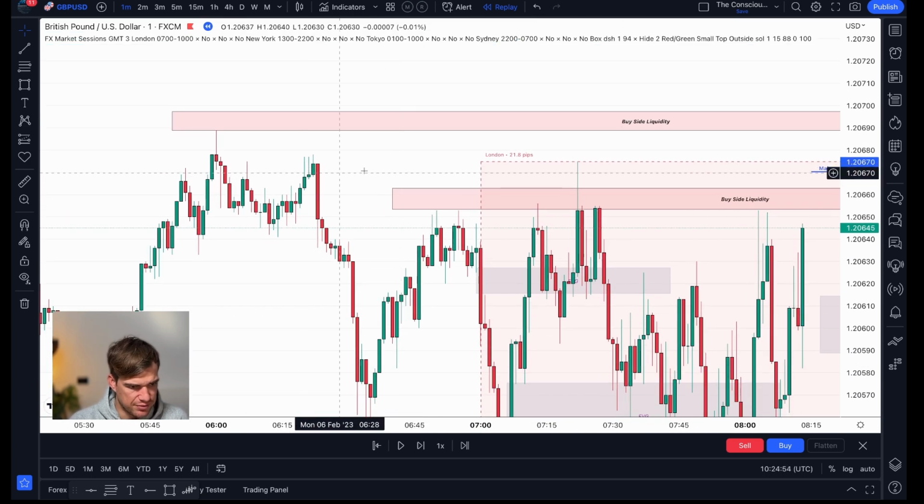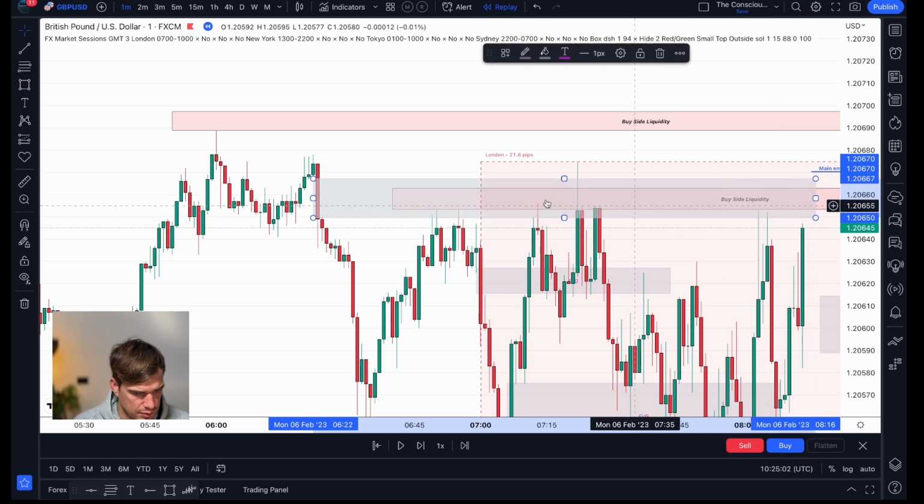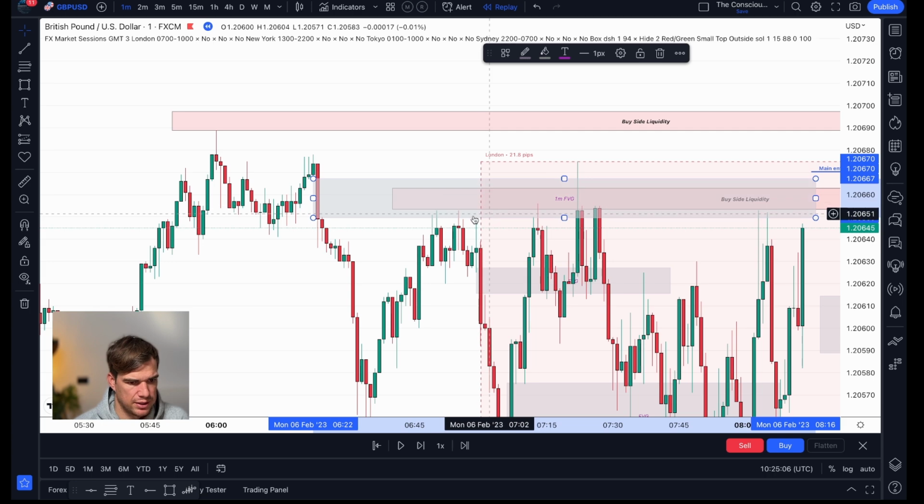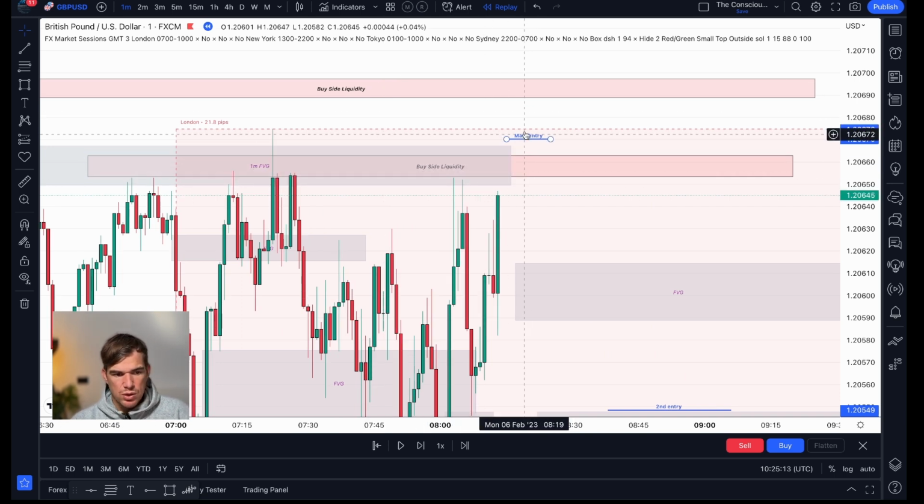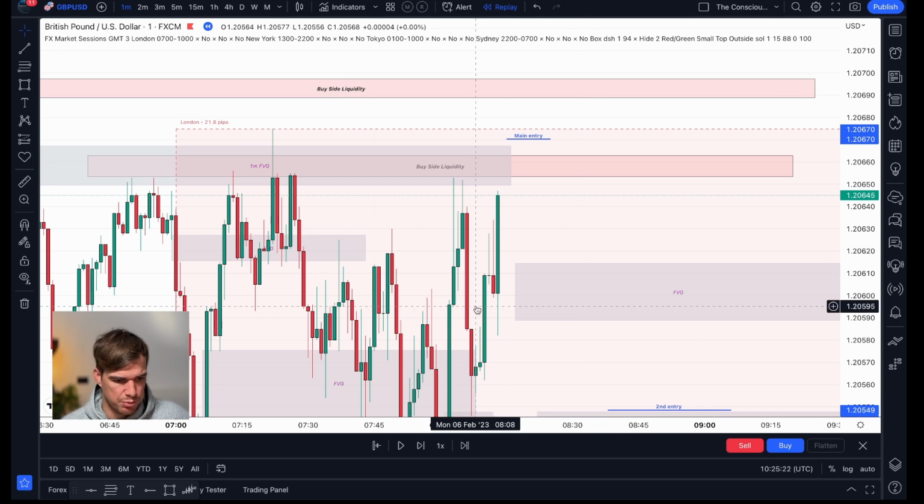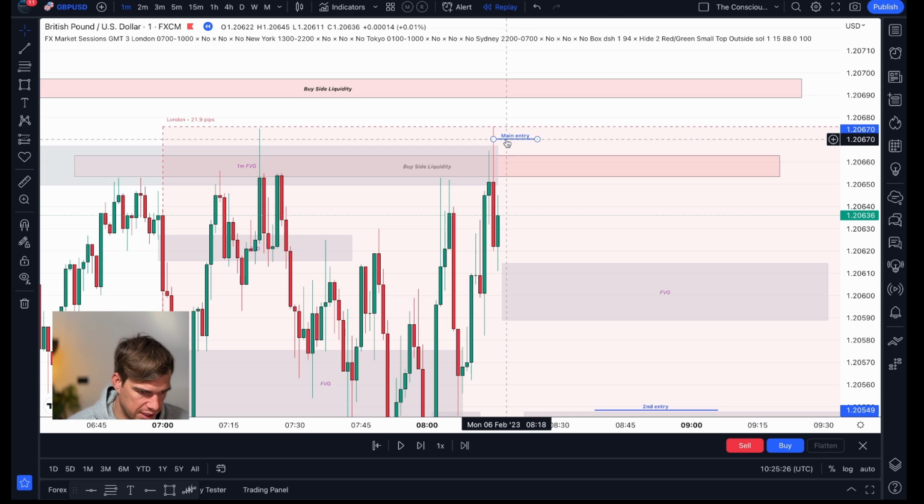We did have this fair value gap on the left side here, and let's draw that in. And this is on the 1 minute, so a 1 minute fair value gap. We did have buy side liquidity above these here and that swing high there. So I wanted to take this buy side liquidity, and in an ideal world take this buy side liquidity, but I didn't want to lose the move. And this is why I entered on this candle here.